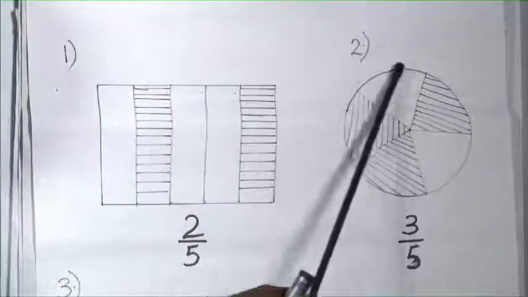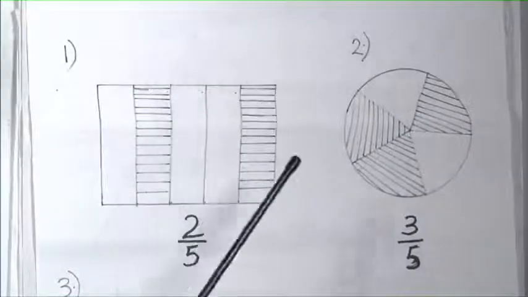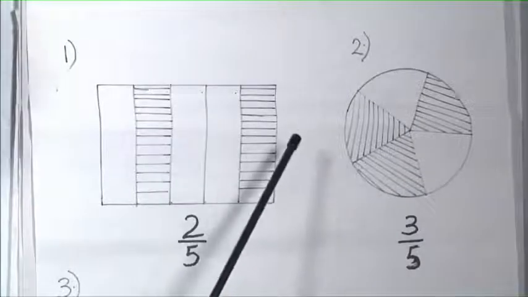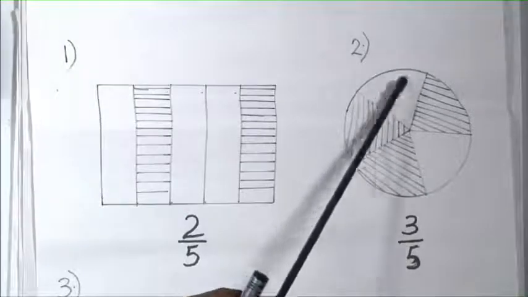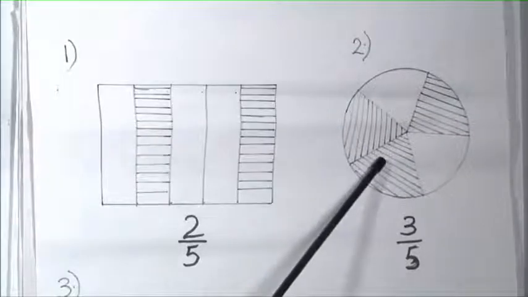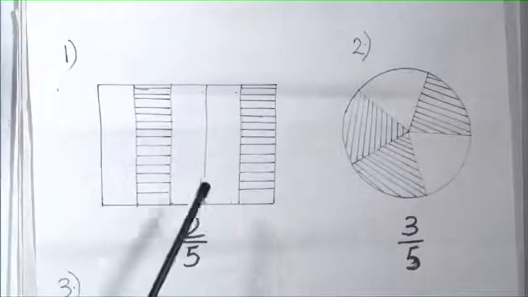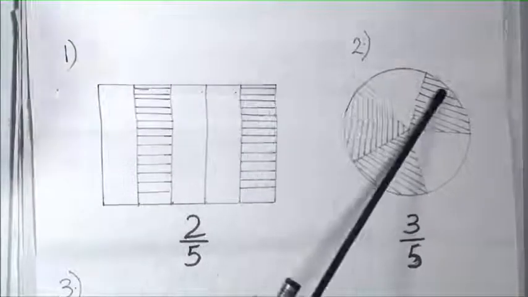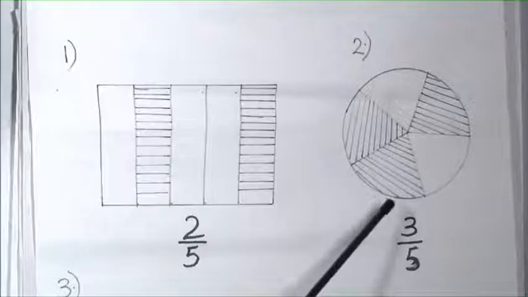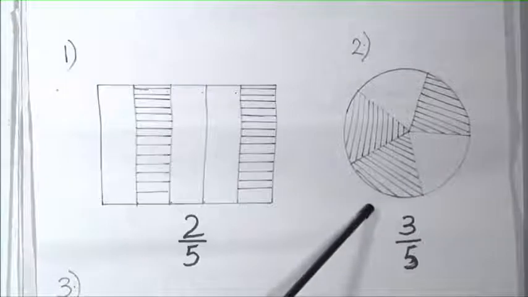Question 2. We have a circle. You were to name the parts shaded in the circle. Let us find how many parts in all. 1, 2, 3, 4, and 5. We have 5 equal parts. How many parts have been shaded? We have 1, 2, and 3. So 3/5.